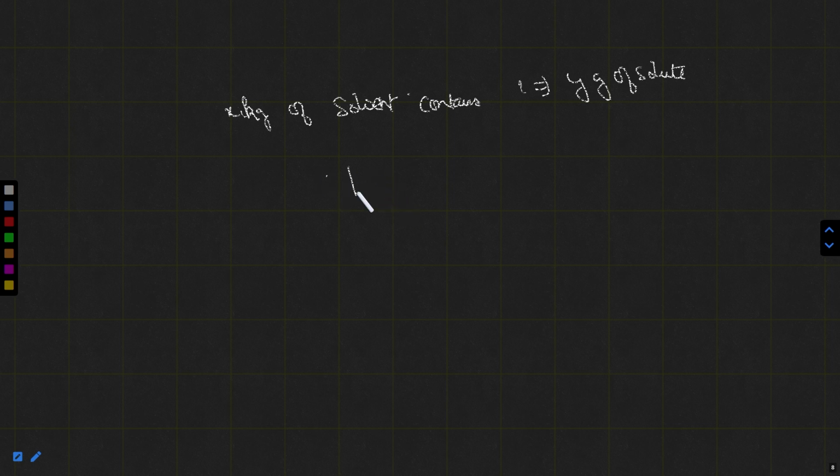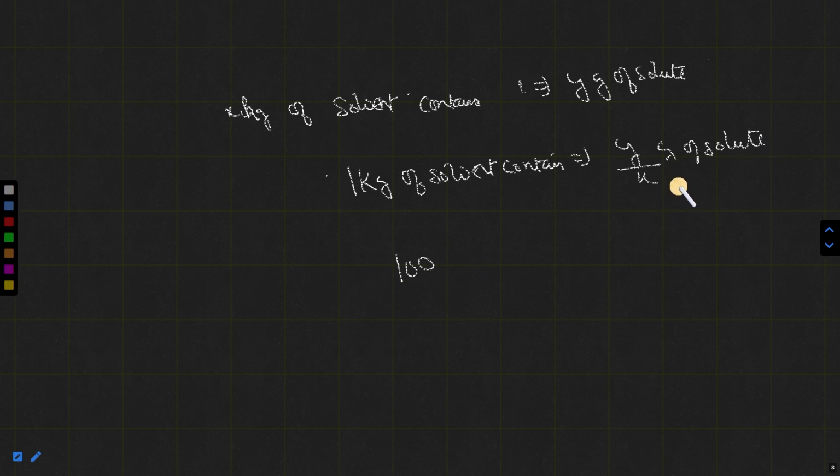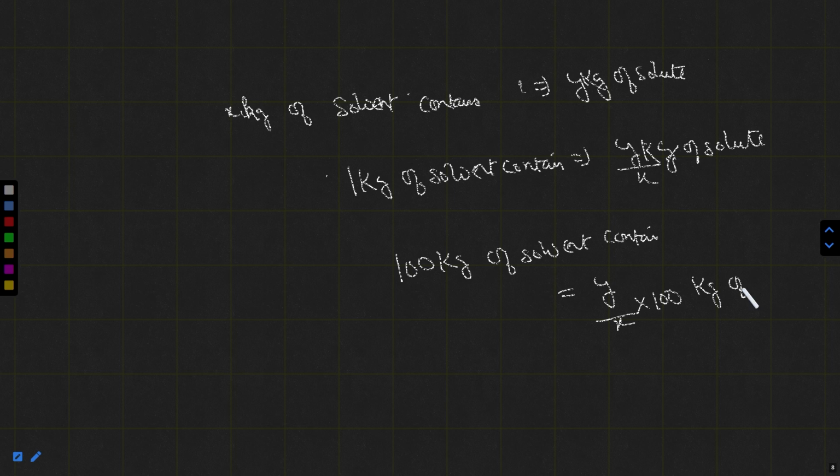So first we will find it for 1. So 1 kg of solvent will contain y by x gram of solute. It should be clear. So how much will 100 kg contain? Both of these units should be the same. So 100 kg of solvent contains y by x into 100 gram of solute. So you can define it using the unitary method also. You do not need to remember it. I'm just telling it for information, that it is not a new or complicated thing. It is a simple application of percentage, or the unitary method.